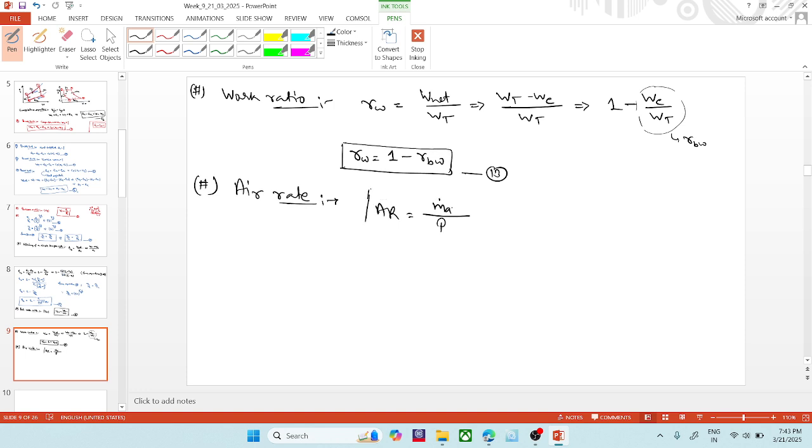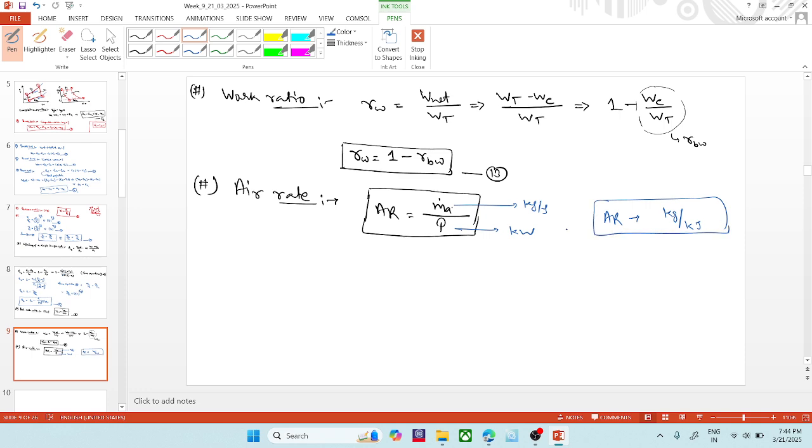The air ratio would be m dot a divided by P. Here the unit of m dot a is kg per second and the unit of P is kilowatt. So the unit of this air ratio would be kg per kilojoule, because kilowatt is itself kilojoule per second. So the second from this and the second from this would get cancelled out. So the unit would be kg per kilojoule.